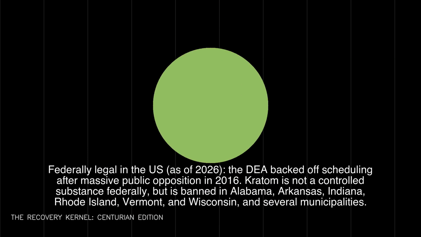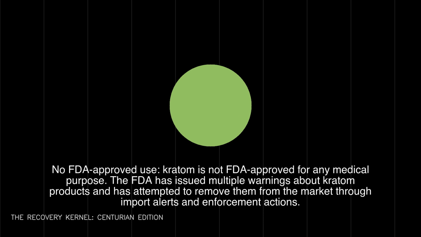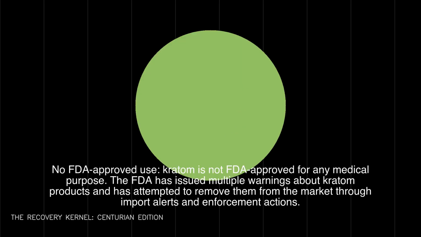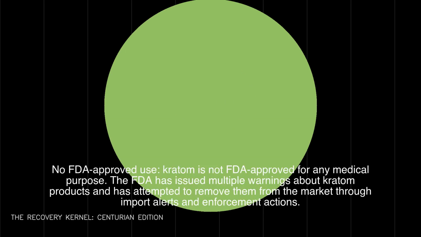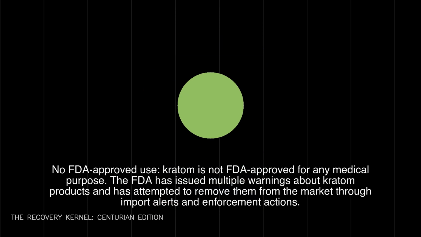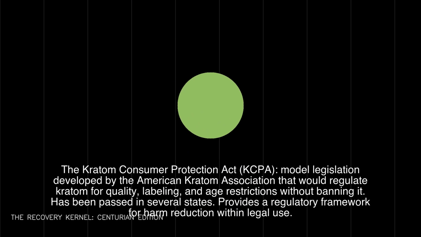Federally legal in the U.S. as of 2026, the DEA backed off scheduling after massive public opposition in 2016. Kratom is not a controlled substance federally, but is banned in Alabama, Arkansas, Indiana, Rhode Island, Vermont, and Wisconsin, and several municipalities. No FDA-approved use. Kratom is not FDA-approved for any medical purpose.